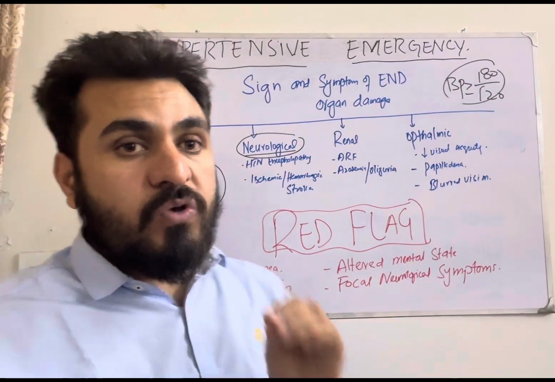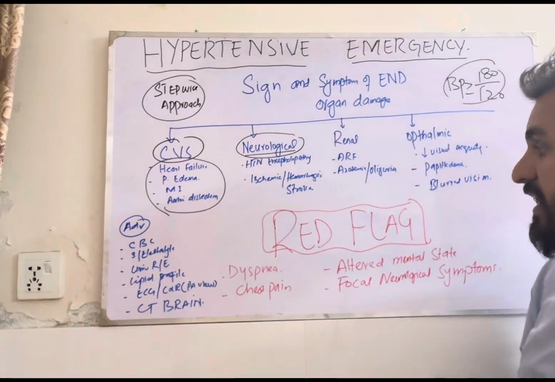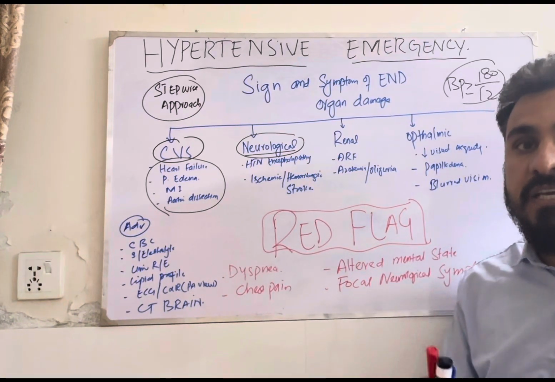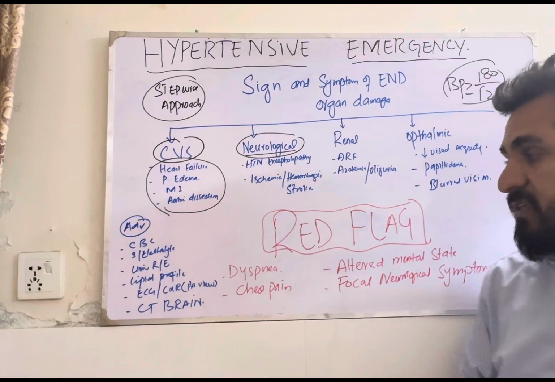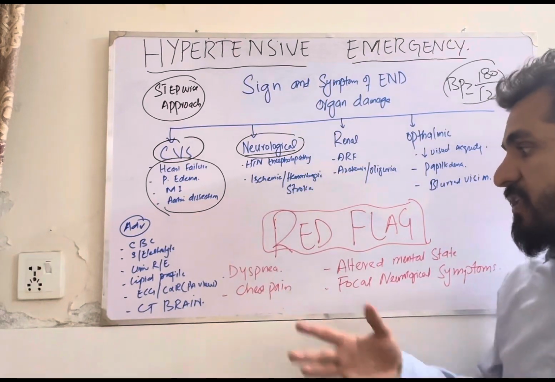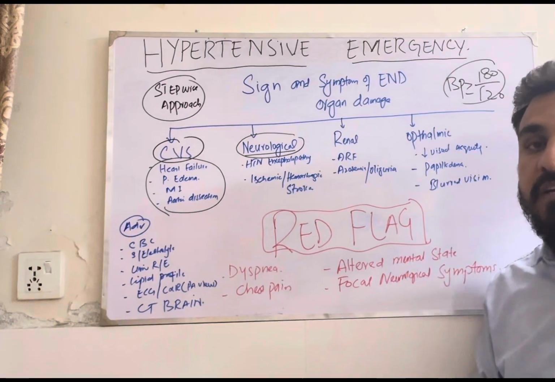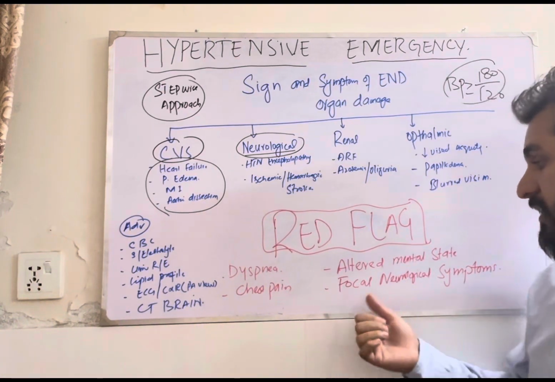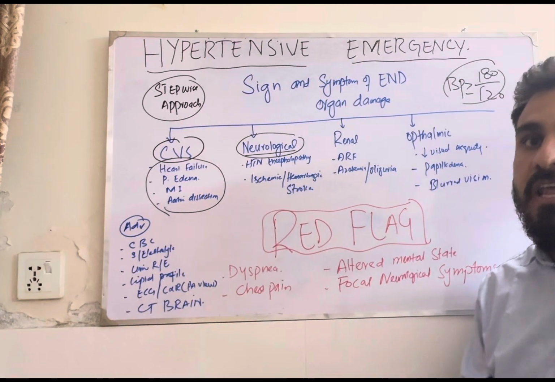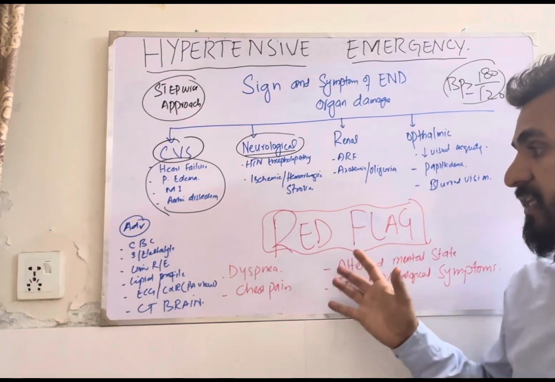Something very important to consider whenever you are looking at a hypertensive emergency is the red flag signs. If these signs are present, you should quickly involve your senior consultant. The red flag signs are: the patient is dyspneic with very severe shortness of breath, very severe chest pain, an altered mental state where the patient is not in their senses, or any focal neurological deficit, like weakness in the upper or lower limbs.